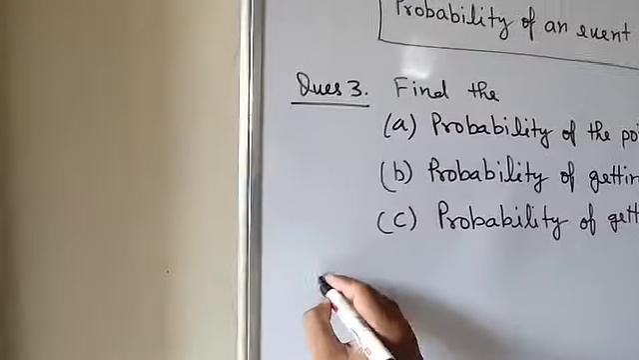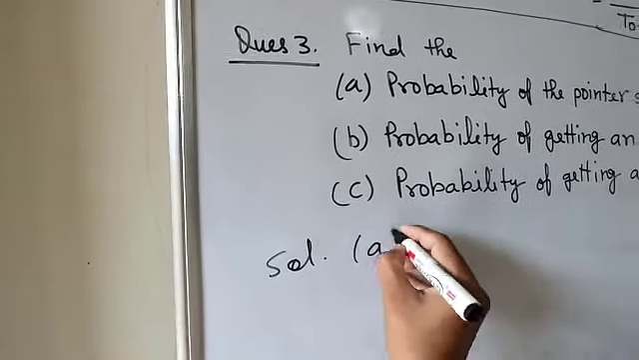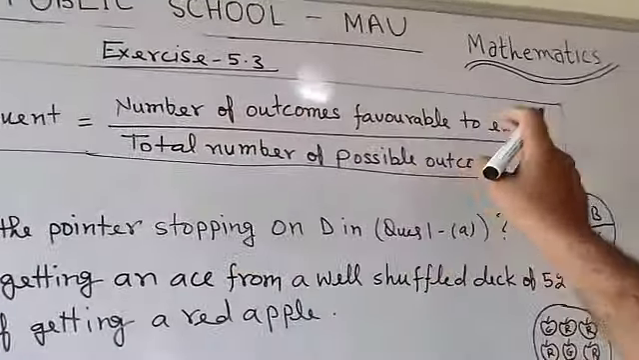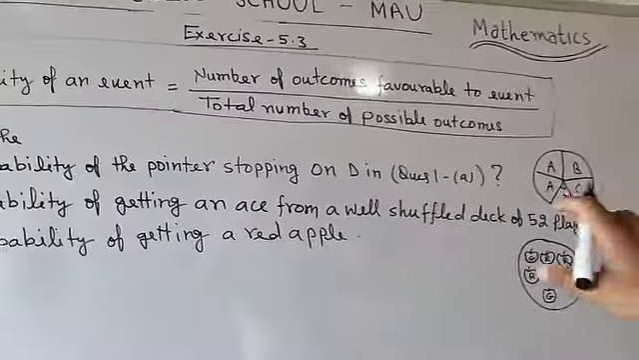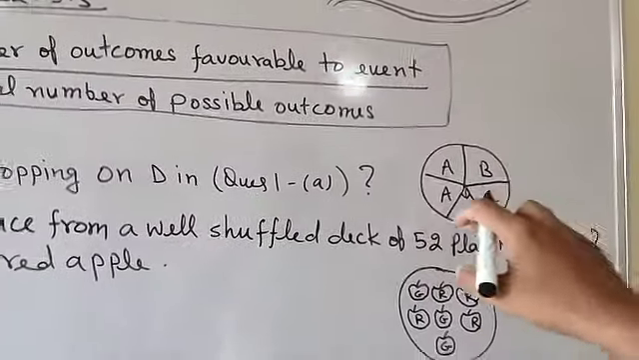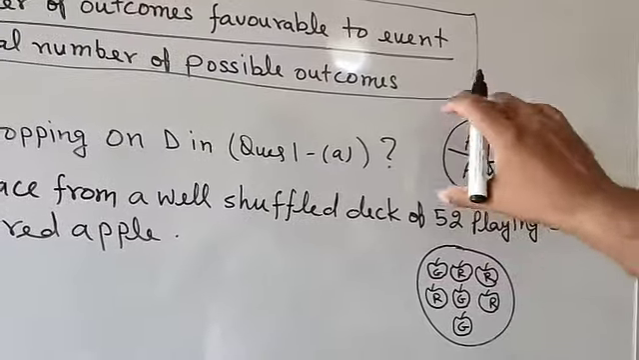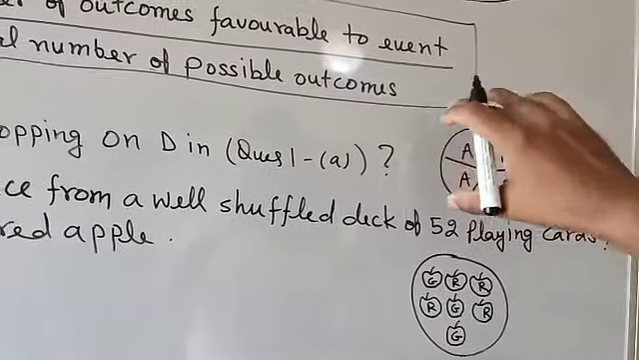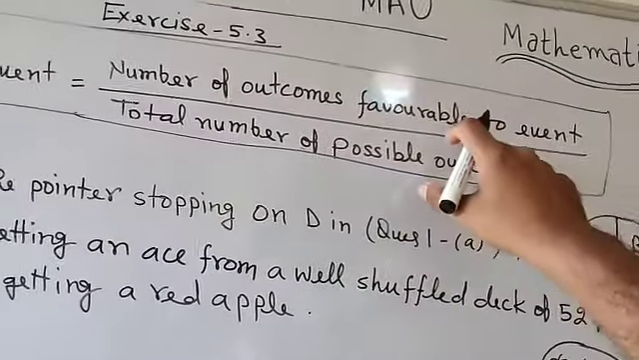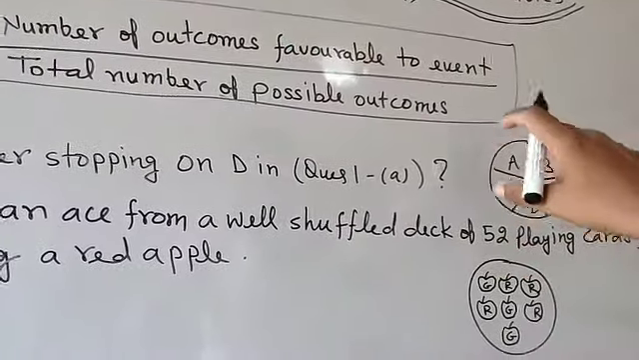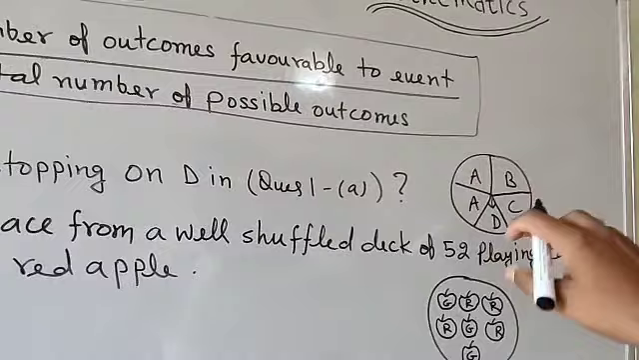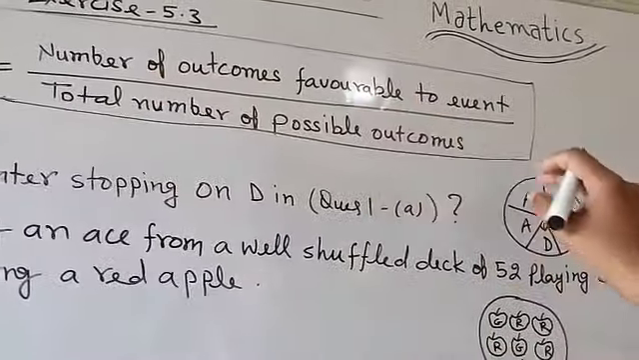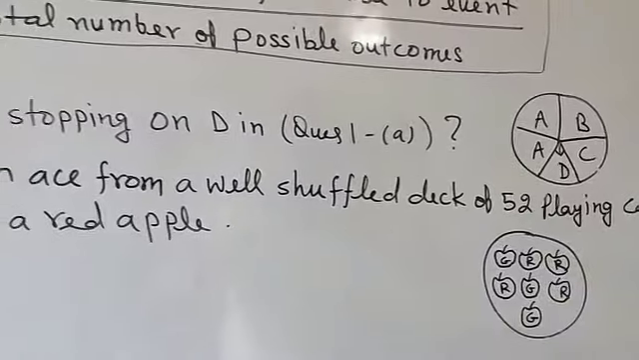So here is the solution of the first A part. First you will find the number of outcomes favorable to an event. If you spin that spinning wheel, how many D are there? It means your number of favorable outcomes is for what the question is asked, for the D. So how many D is there? There is 1 D. It means the number of outcomes favorable to this event is 1.